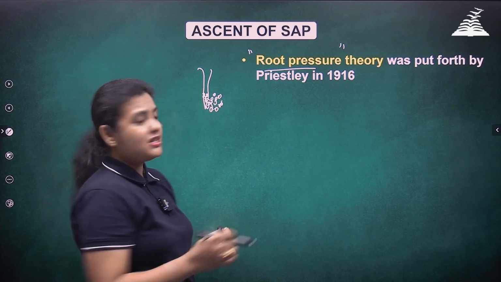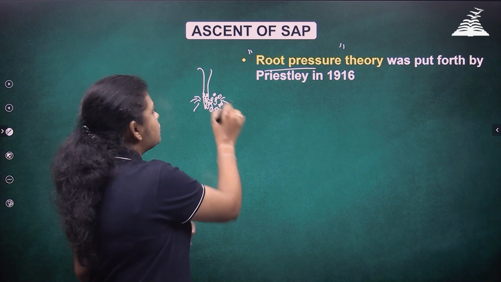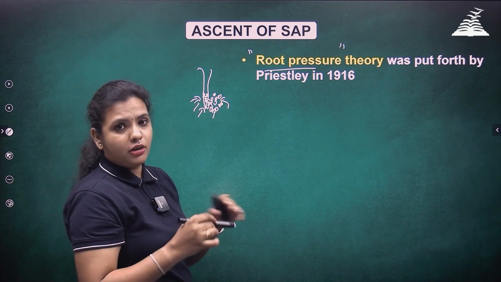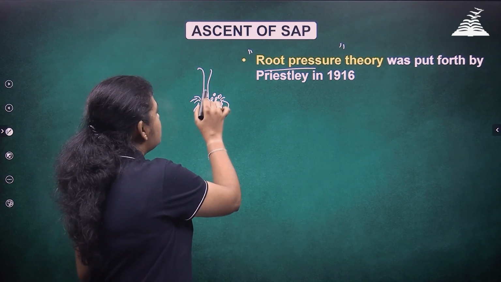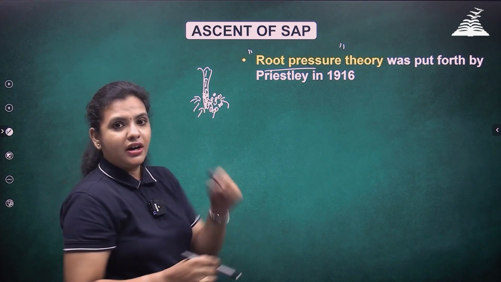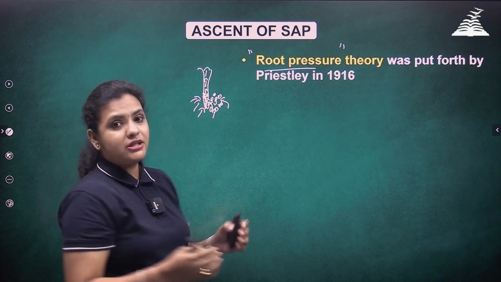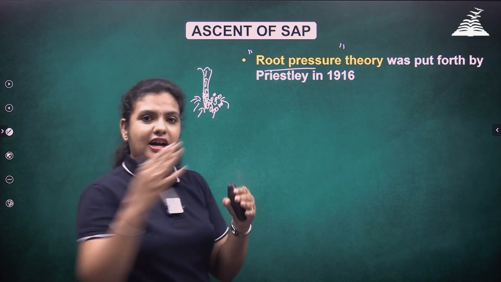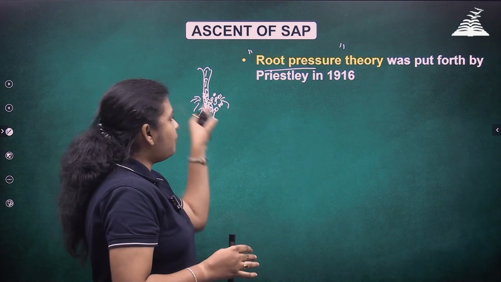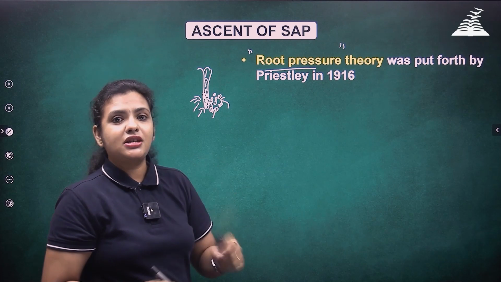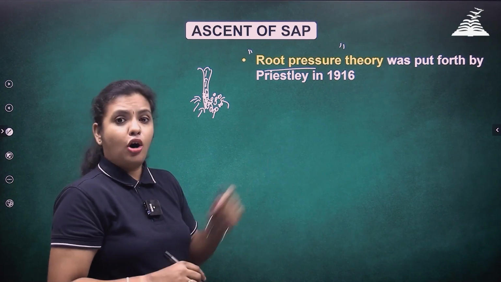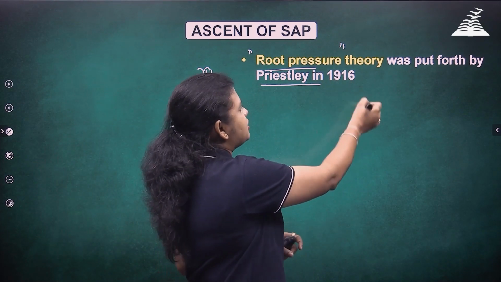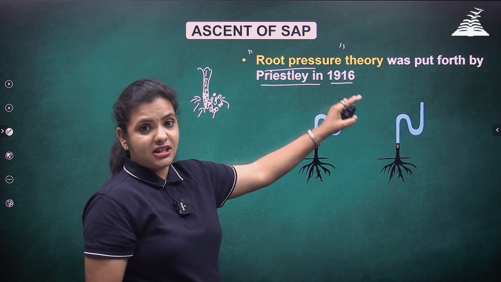As they go inside, what is happening? More and more water molecules try to get in. So they keep putting a pressure on the water molecules, and these water molecules are being pushed on top. Did you understand? The pressure which water molecules give to the root. So what happens? The molecules of water which are inside will try to go on top so that more number of water molecules enter. This is the principle of root pressure or ascent of sap, right? So root pressure theory was put forth by a scientist called Priestley in 1916.